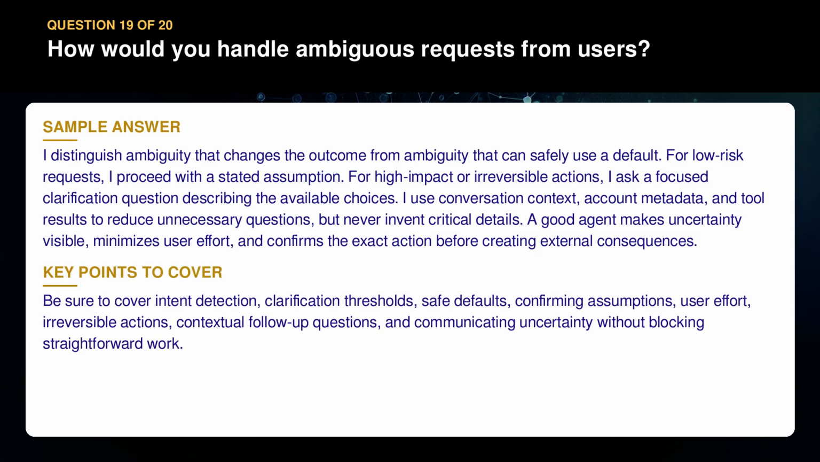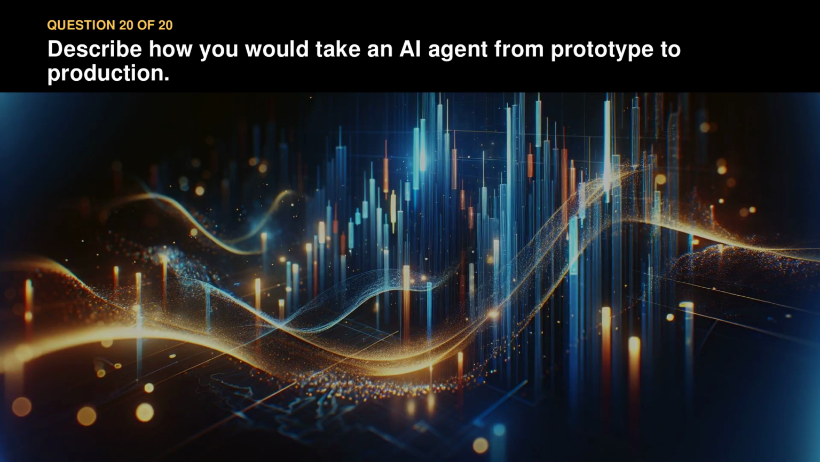Be sure to cover intent detection, clarification thresholds, safe defaults, confirming assumptions, user effort, irreversible actions, contextual follow-up questions, and communicating uncertainty without blocking straightforward work. Question 20. Describe how you would take an AI agent from prototype to production.